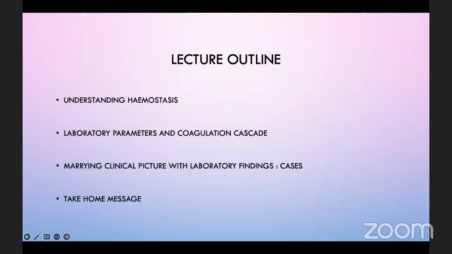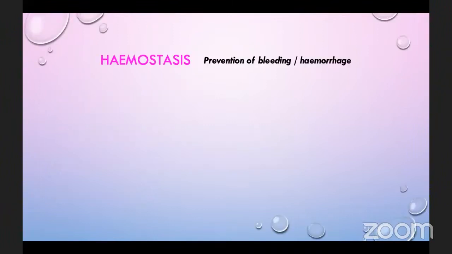So this is a little bit of the lecture outline for today. Firstly, I'll speak to you all about understanding hemostasis and the whole mechanism of bleeding and clotting. Talk a little bit on the laboratory parameters and the coagulation cascade, and then subsequently go on to give you all some clinical picture with some laboratory findings so that you can tie the clinical picture with the laboratory findings via case presentations, and finally end with some take-home message.